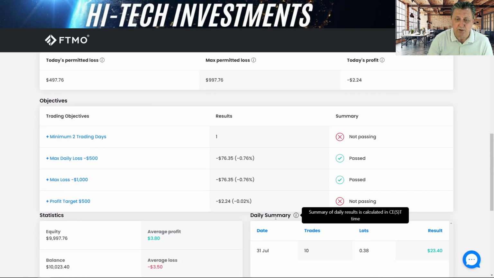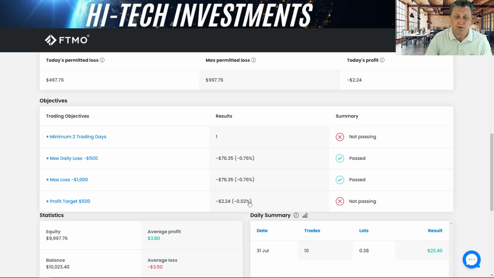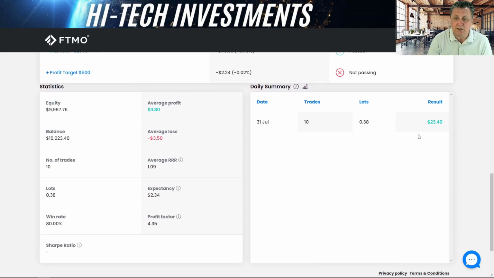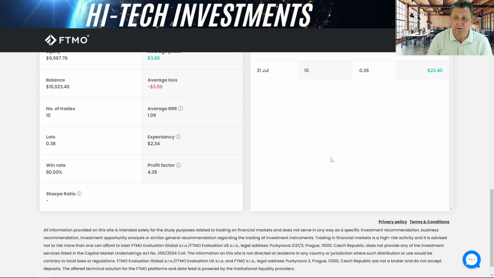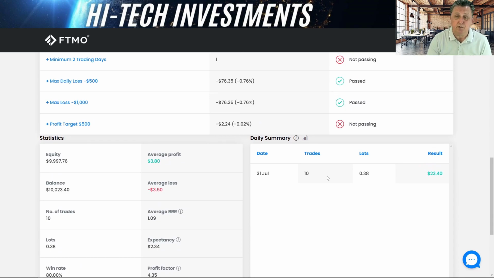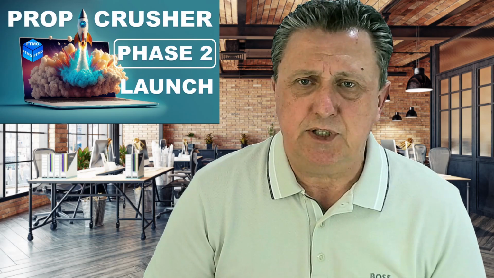Well, at the moment, we are not that far off. This one here is basically because it's looking at the equity and not at the results. As you can see here, we have a positive day of $23.40. And obviously, we'll have to wait to take even more trades or see when they're going to do that next. So very exciting times with all this FTMO.